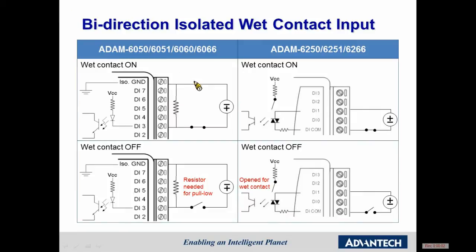With the 6200 series, we have bidirectional isolated wet contact inputs. In the older series, you needed a resistor to pull low. In the new ones, you do not. There is also a dip switch to choose whether it's a wet or dry contact. In essence, the 6200 series fully supports wet contacts without having to use the older circuit design.